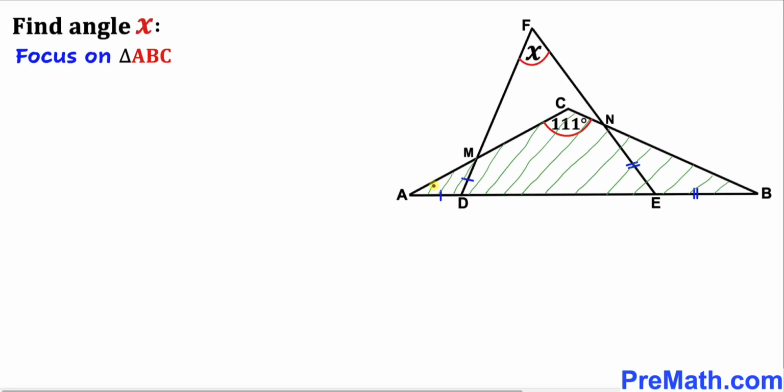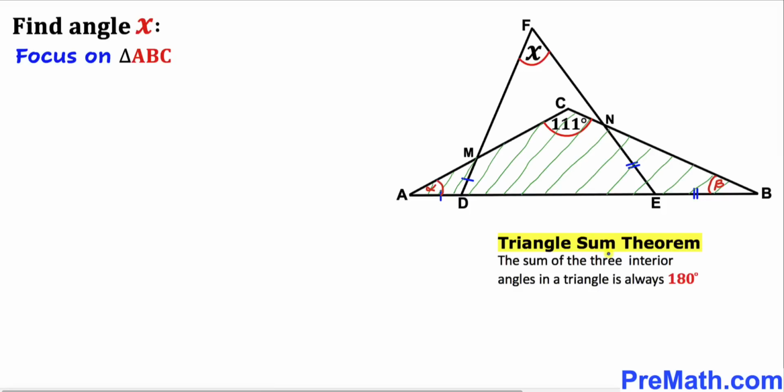Let me go ahead and call this angle alpha and this angle beta. And now let's recall the triangle sum theorem. According to this theorem, the sum of the three interior angles in a triangle is always equal to 180 degrees. As in our case, we got this angle alpha, angle beta, and this 111 degrees.